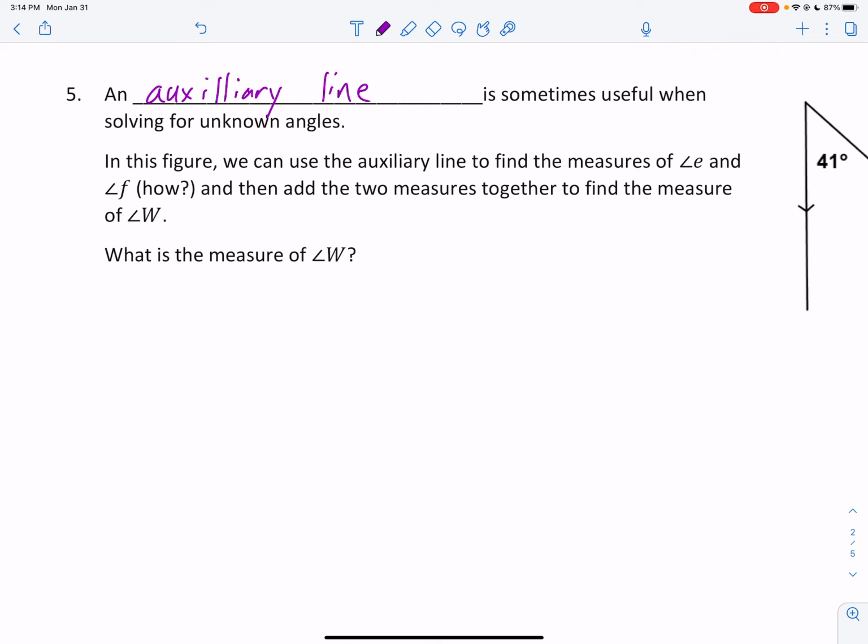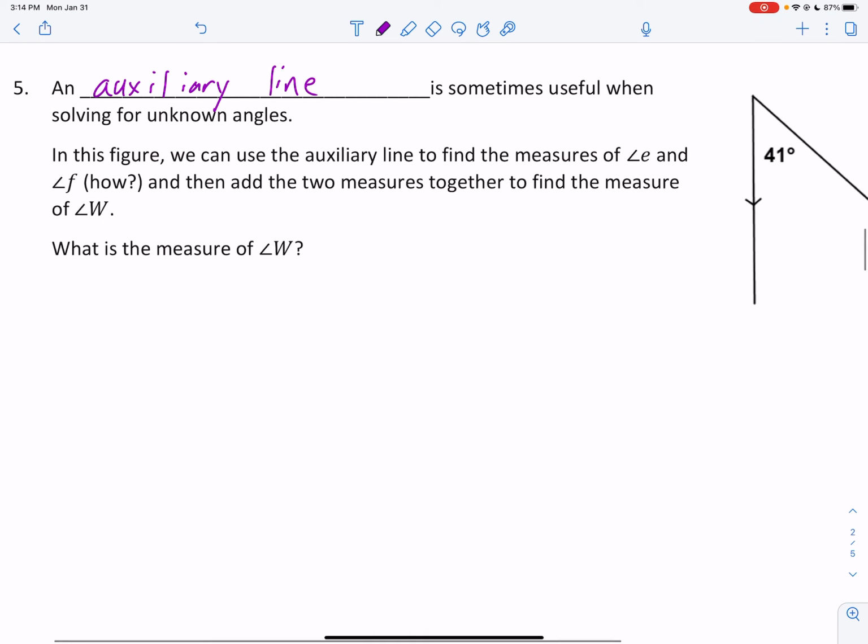So in this figure, we can use the auxiliary line. We can use the aux line to find the measures of angles E and F, and then add the two measures together to find the angle of W. What is the measure of W?